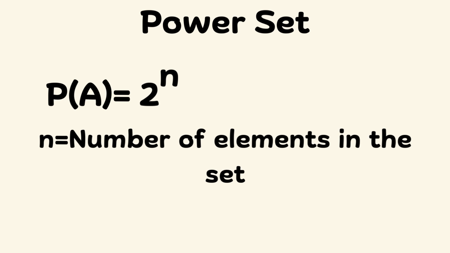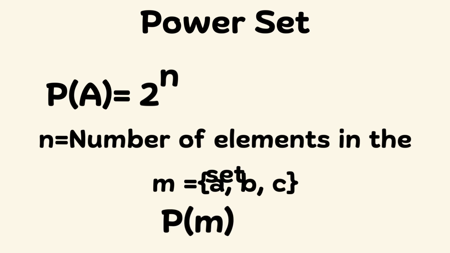So basically, the set M is equal to A, B, and C. Using this formula, we can simply calculate the possible number of subsets. So n will be equal to the count of the number of elements in this set, which is 3. So 1, 2, 3. n will be equal to 3. So this will become 2 to the power of 3. 2 to the power of 3 is 8. So we have 8 possible subsets.